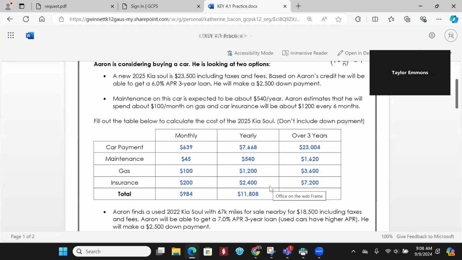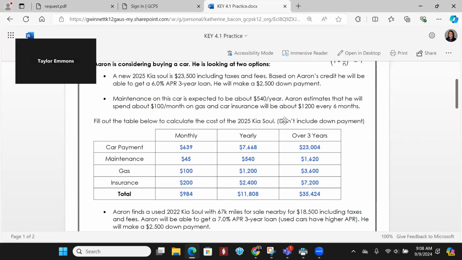Let's talk about it. So you're buying a Kia Soul. Okay. And down payment. That does take away from the total amount, but in this problem, we are not including the down payment. So make sure that you always read the problem because I know we made that mistake. So our monthly car payment would be $639. Our yearly, so we would multiply that by 12 to get the yearly. Okay. And then we would take that and we would multiply it by 3 to get the over 3 years.